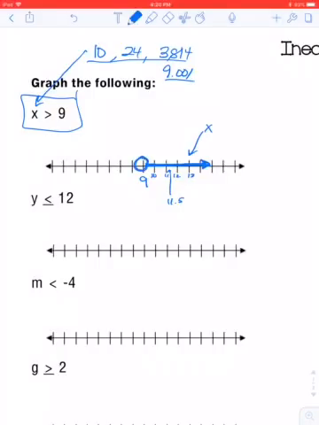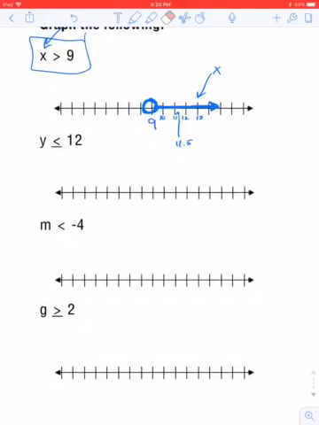Now, notice I circled the 9 with an open circle, okay? If I think about, again, numbers that will work for that x, if I put a 9 there, is 9 greater than 9? Well, no, right? 9 is not greater than 9. So I cannot have a closed circle on the 9. Leaving it open like this shows that you can't actually use the 9.